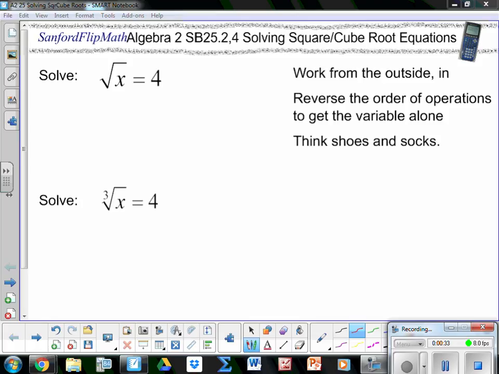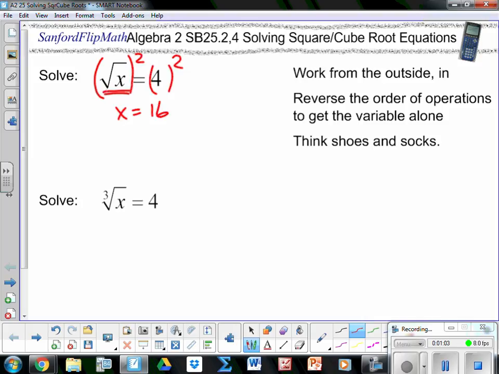Just like multiplication undoes division and division undoes multiplication, addition and subtraction, we've done some square rooting to undo squaring, and all we're really going to do this time is do some squaring to undo square rooting. So for instance, I'm trying to get x by itself. That's the goal, to find the values that make it true. So I'm going to square both sides, and so this just becomes x equals 16.